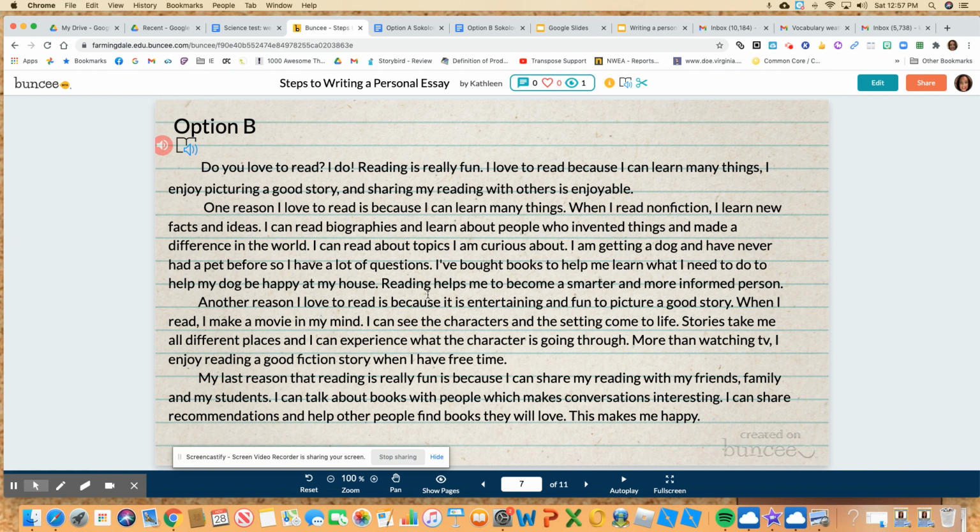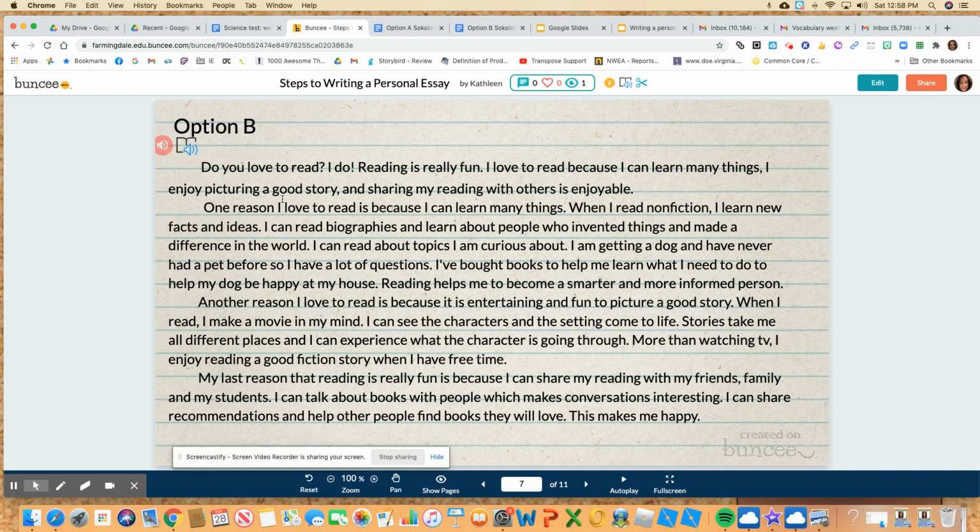Option B, you can see, is longer. It still has that introduction, but then it goes into each reason as its own paragraph. One reason I love to read is because I can learn many things. When I read nonfiction, I learn new facts and ideas. I can read biographies and learn about people who invented things and made a difference in the world. I can read about topics I'm curious about. I'm getting a dog and I've never had a pet before, so I have a lot of questions. I've bought books to help me learn what I need to do to help my dog be happy at my house. Reading helps me to become a smarter and more informed person.